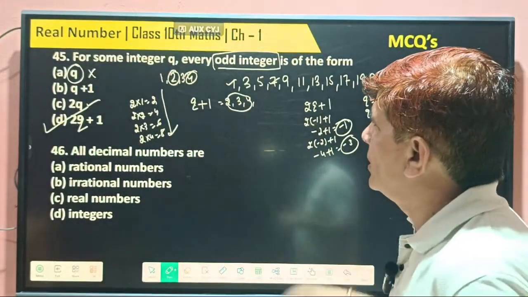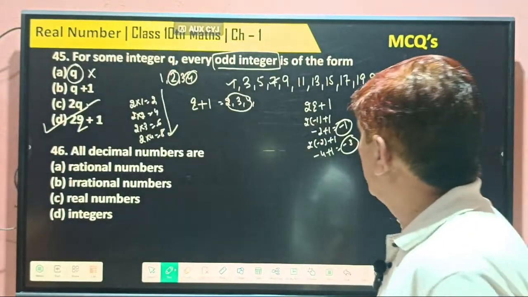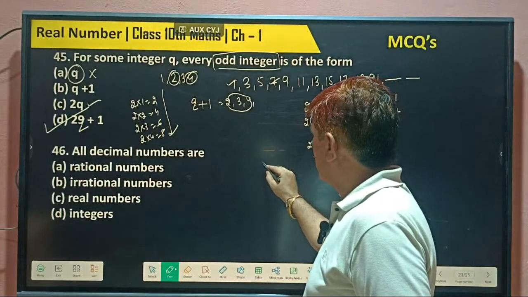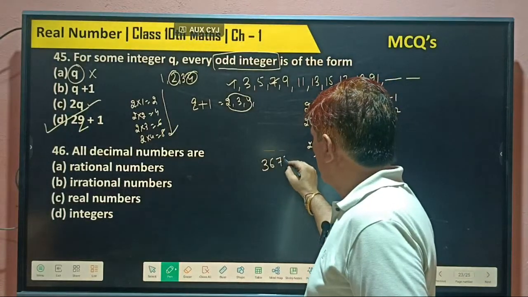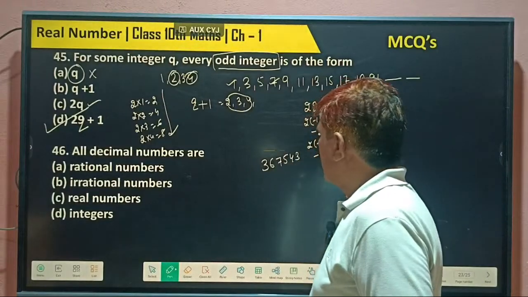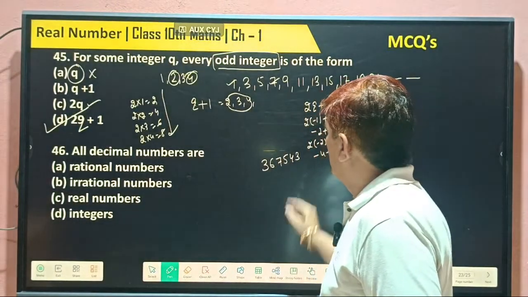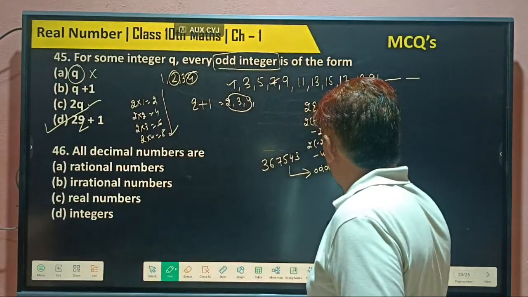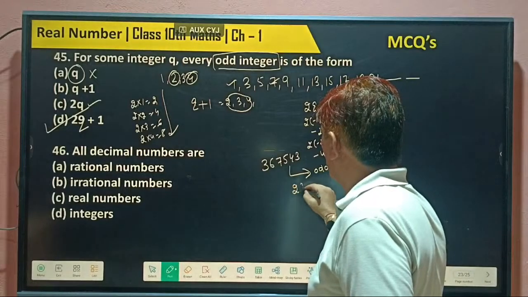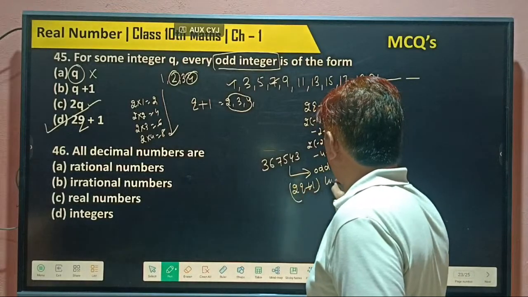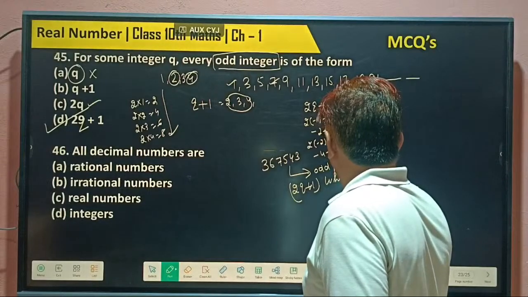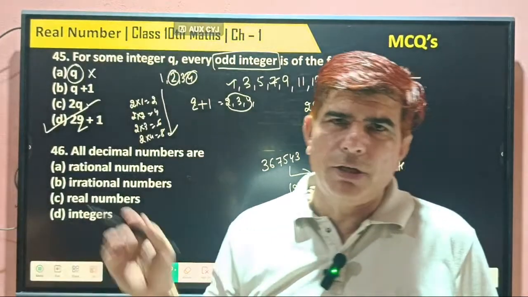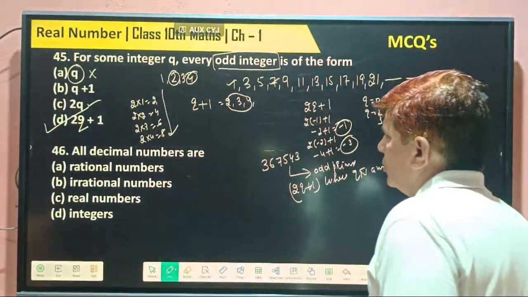So it's important: you can use these properties in competitive exams. If it says this is an odd prime, how can we write? We can write 2q plus 1 where q is any integer. Any integer means either a positive integer, a negative integer, or neither negative nor positive.